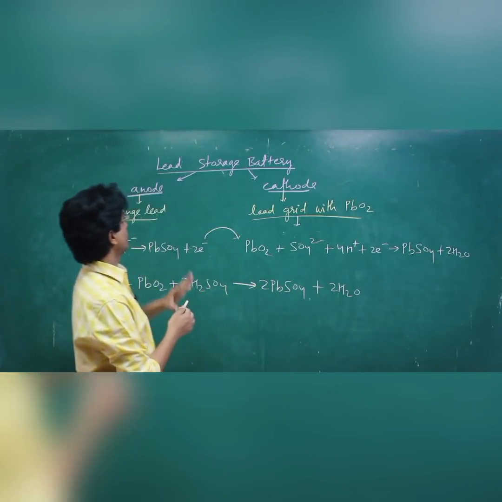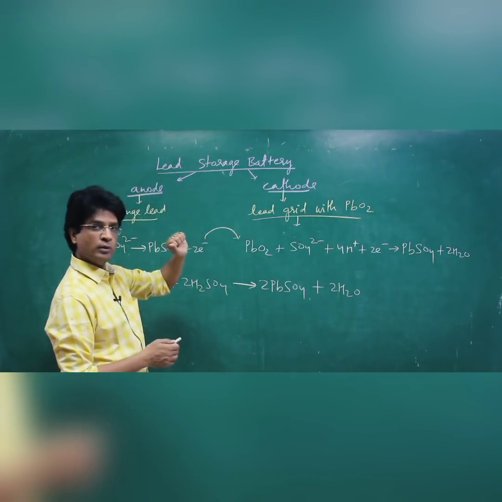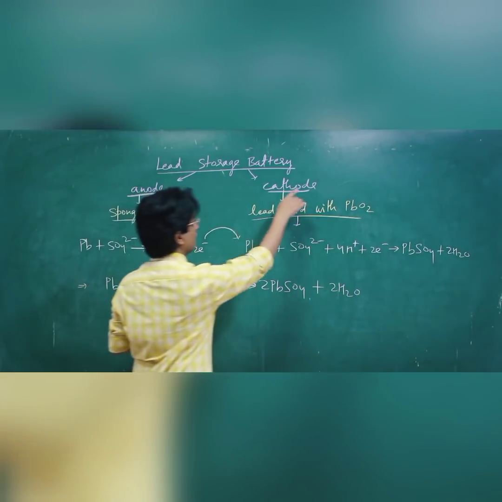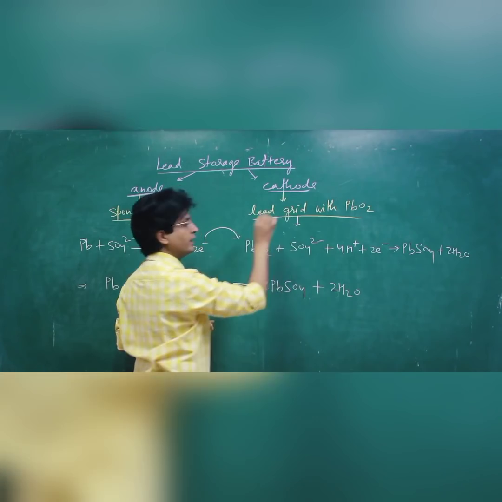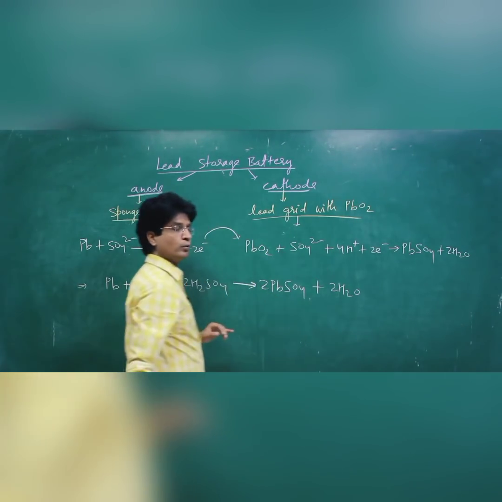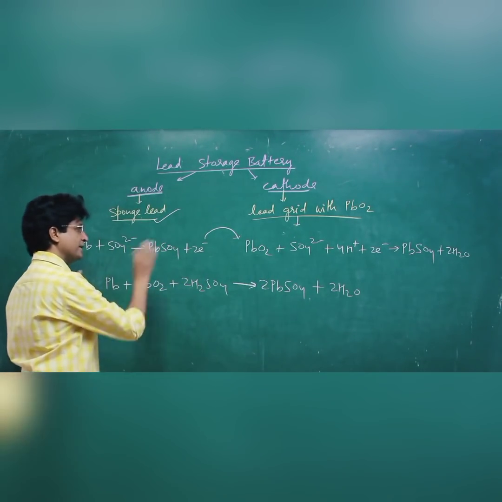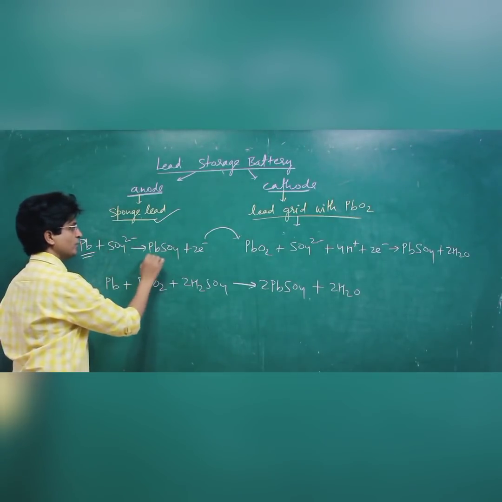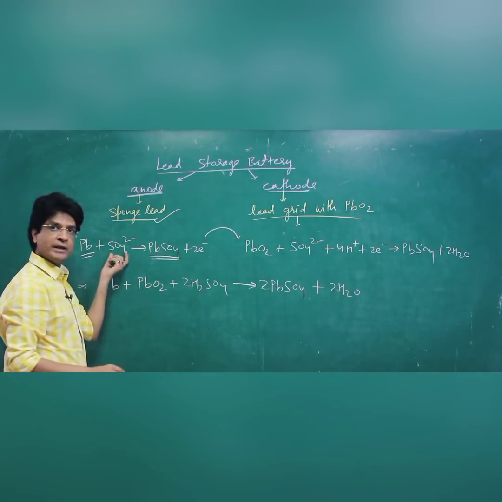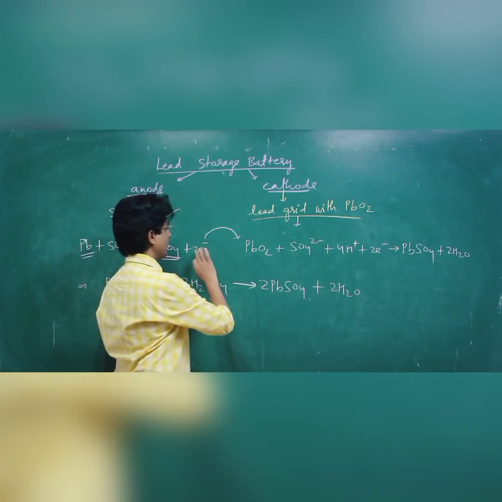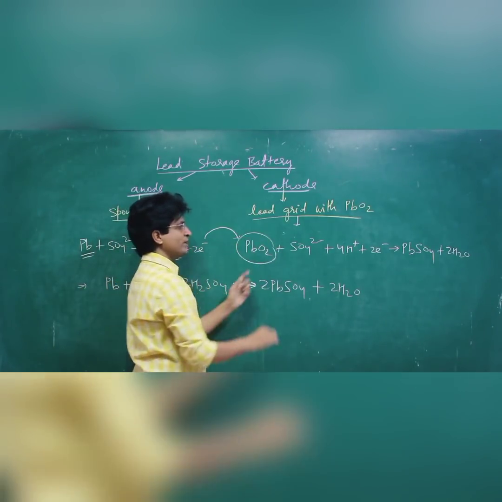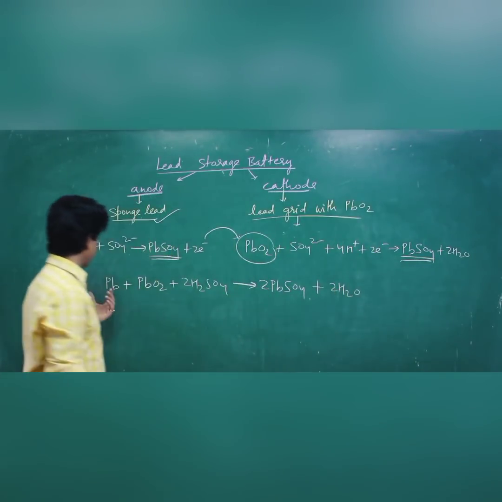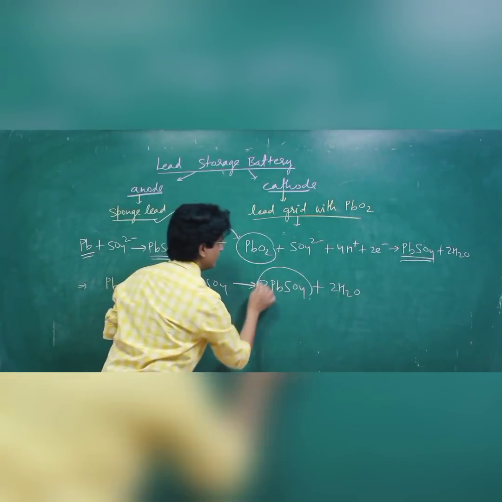So see, here we have got anode and cathode. Anode is made up of sponge lead and cathode is made up of a lead grid, in which we put in PbO2. Now see, the reaction which occurs here is that at anode, lead is oxidized to lead sulfate. We are using H2SO4 as electrolyte over here, and the electrons are transferred to PbO2, which accepts the electrons and becomes lead sulfate. So net reaction is that we are having lead sulfate.